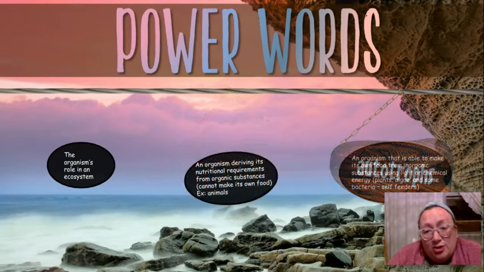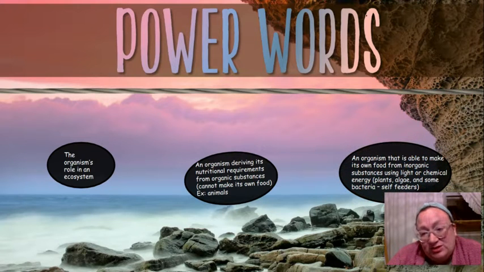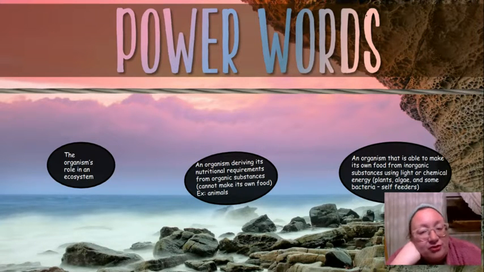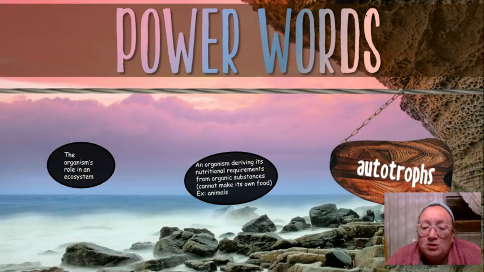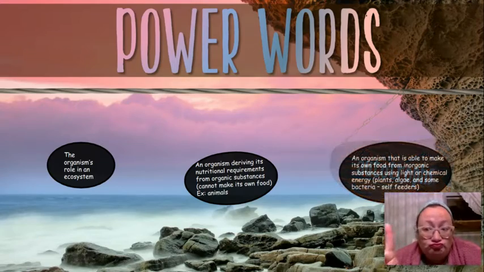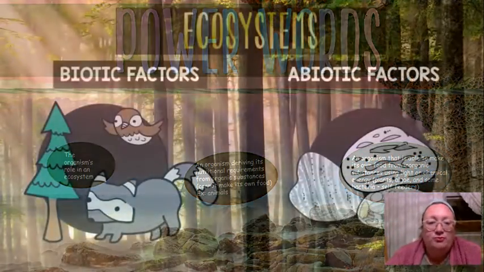An autotroph is an organism that is able to make its own food from inorganic substances using light or chemical energy. So those plants, algae, some bacteria, they're known as self-feeders. So an autotroph is a self-feeder. And I look at the word auto and I think of automatic. It's something it can do on its own. Autotrophs make their own food.